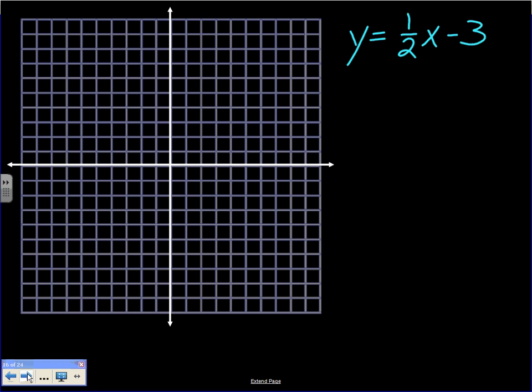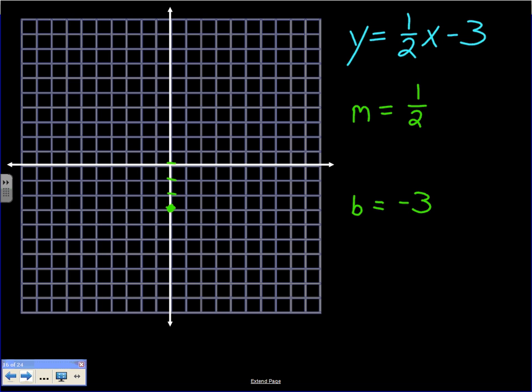Looking at this one, it's a straightforward one. You can tell that the slope is 1/2 and the y-intercept, make sure you pay attention to the sign here, is -3. So therefore, start out by plotting the y-intercept, b. We're at the origin. We go down 3 to plot the y-intercept.